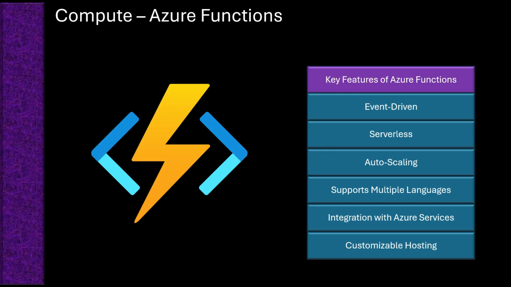Let's unpack what Azure Function is. Azure Function is a serverless compute service from Azure and lets you run small pieces of code called functions without worrying about the infrastructure. You focus only on writing the code, and Azure takes care of everything else, such as scaling, server management, and maintenance.